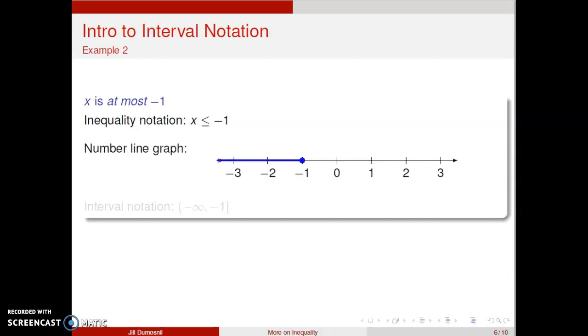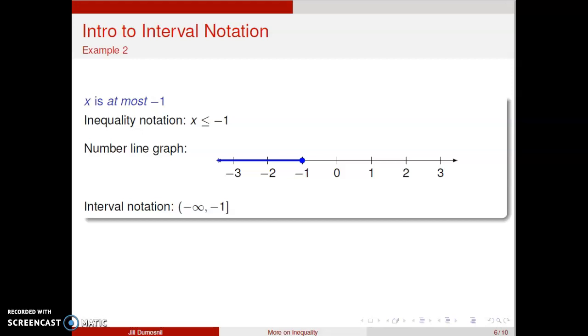The number line graph is similar to that of the previous example, with the major difference being that we use a solid circle at the endpoint negative 1. The interval notation is also similar to the previous example, except we use a square bracket at the endpoint negative 1 to indicate that it is included in the solution set.